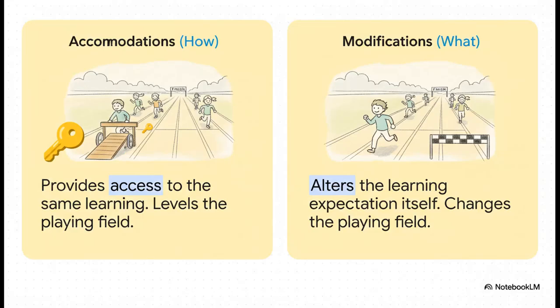So let's break that down even more. On the how side, accommodations are all about giving a student access. Think of it like leveling the playing field so they have a fair shot at the same goal as everyone else. But on the what side, modifications actually alter the goal. They're not just leveling the playing field, they are changing the entire game.